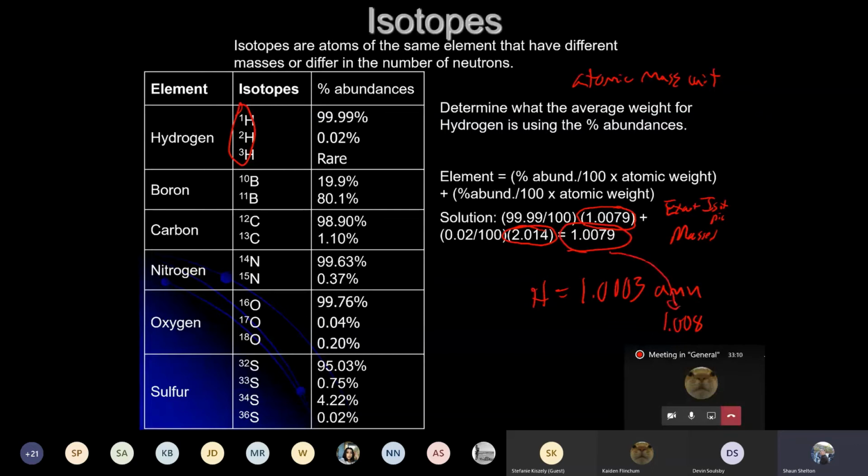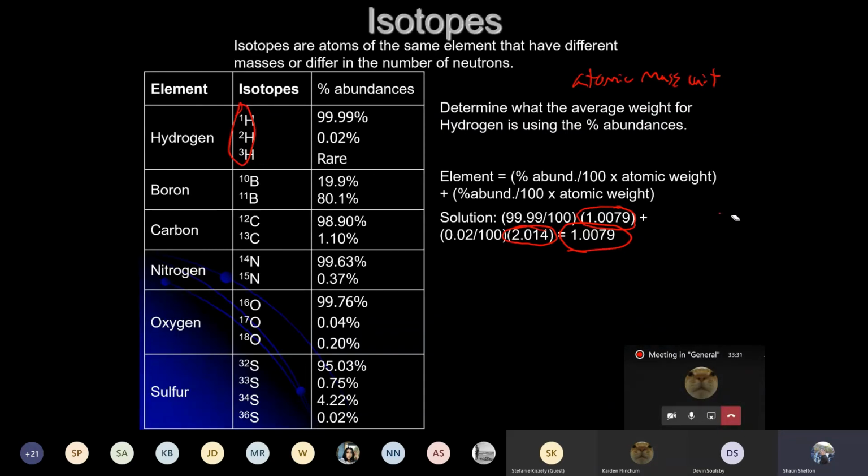You get what you see here, which is 1.008, and that's just rounding that 7 up to an 8. So now you could do this for any of those isotopes, any of those elements. They utilize the same equation. So I'm going to do oxygen here, and I want to provide you one more example.